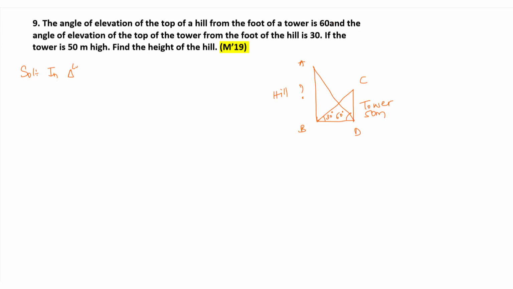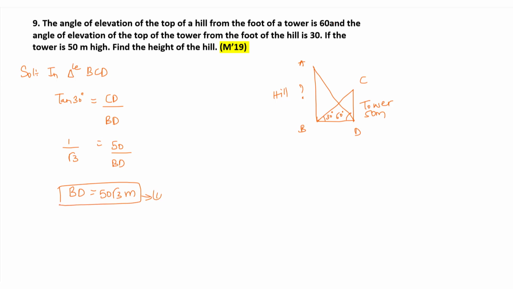In triangle BCD, we have tan 30 as opposite as CD by adjacent as BD. What is tan 30? 1 by root 3, which is equal to CD is 50 and BD is what you have to find. So BD here is 50 root 3 meter. This is our equation 1.